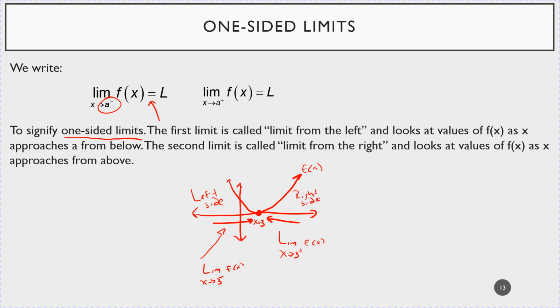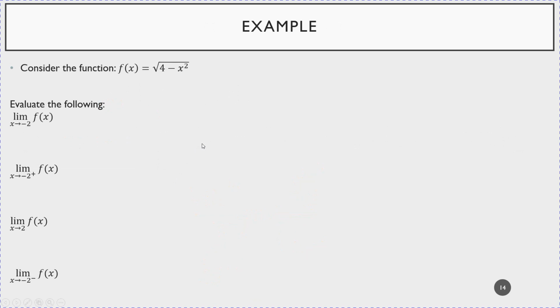Okay? So sometimes you just want to look at one-sided limits instead of looking at them both together. For a limit to exist, the one-sided limits both have to agree. You'll see we'll use one-sided limits in a bit to discuss continuity on a closed interval. So let's look at this one to discuss one-sided limits.